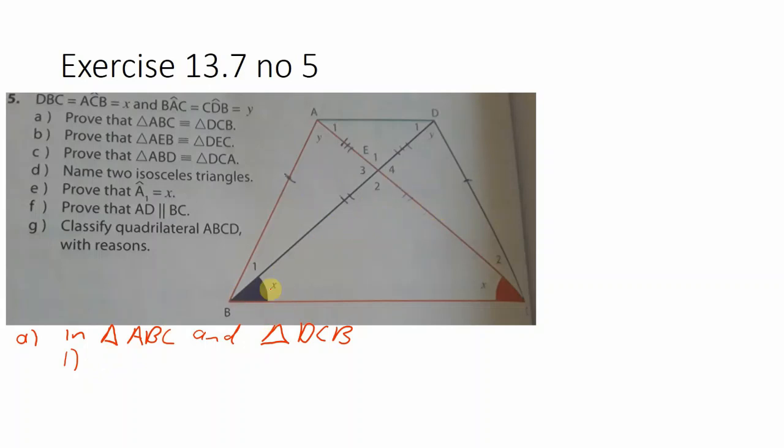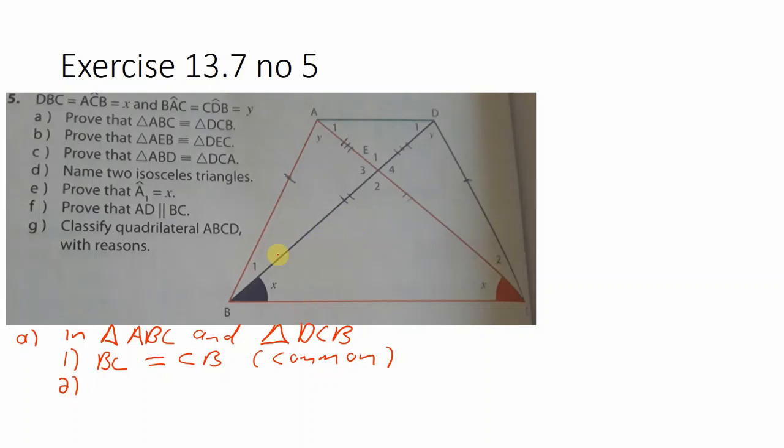Now the first one we already alluded to. We have this common side, so we can say BC equals CB. The reason being it is common.